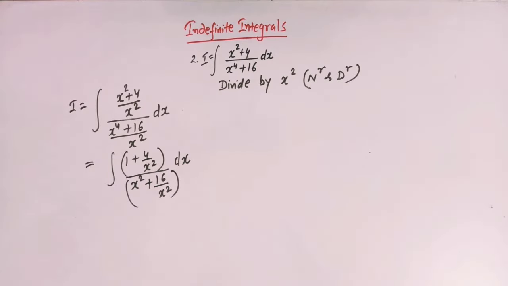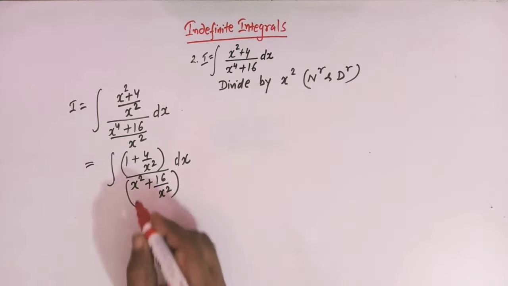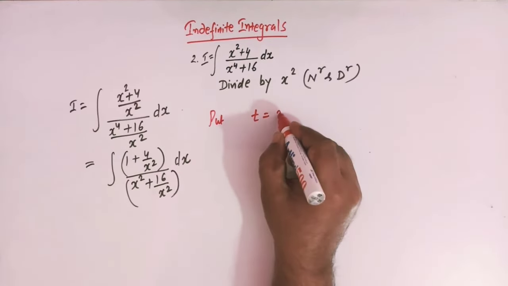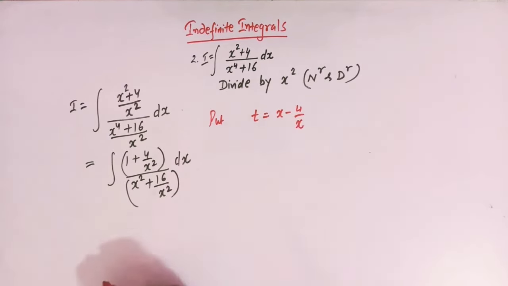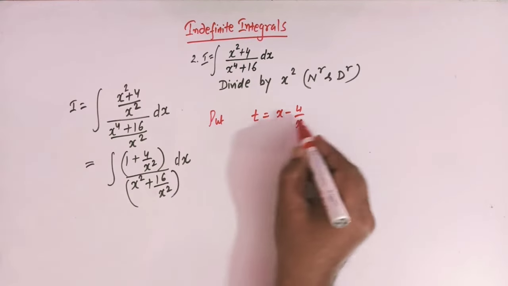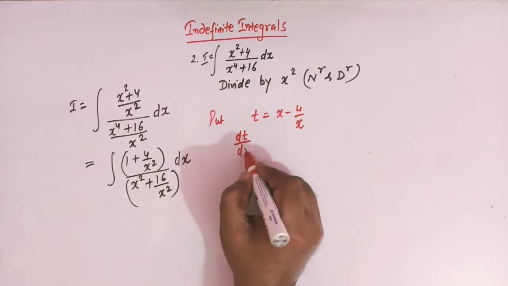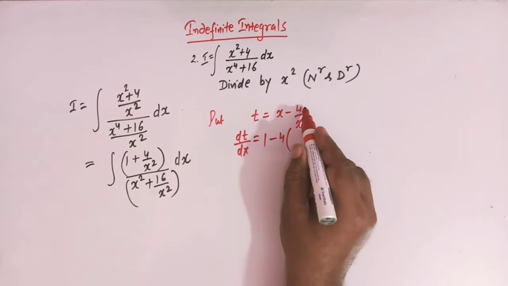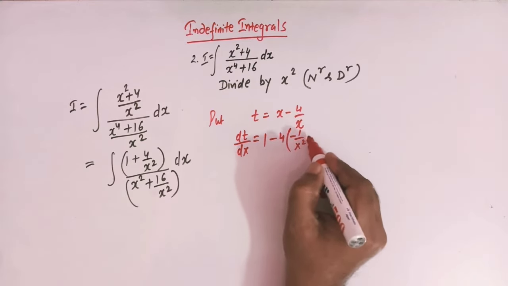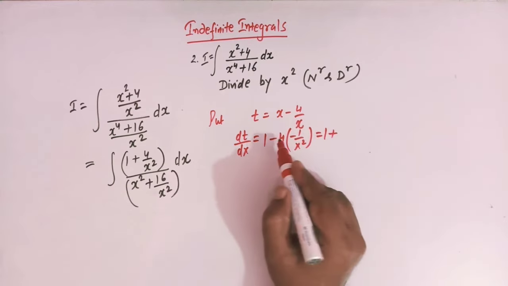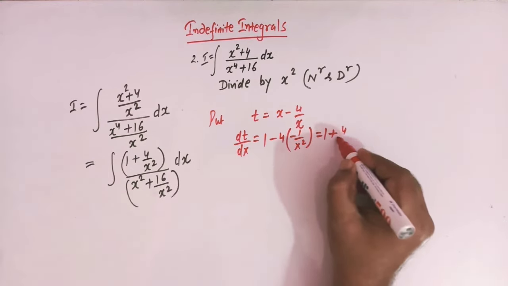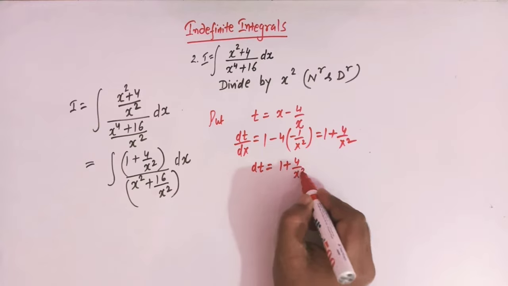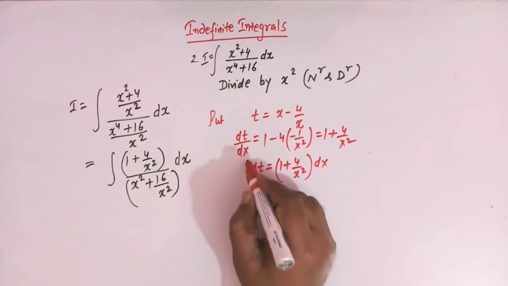Now we'll make use of the method of substitution. So here we'll substitute t is equal to x minus 4 over x, right? Because if we differentiate both sides, we get dt over dx: the derivative of x is 1, and the derivative of 1 over x is minus 1 over x square. So this is 1 plus, minus minus plus, 4 over x square, right? So dt is (1 plus 4 over x square) dx.